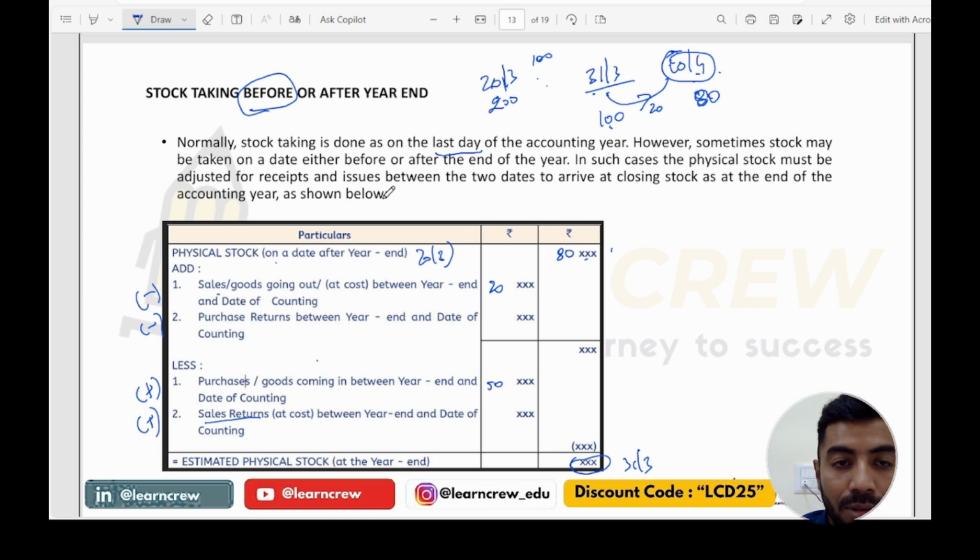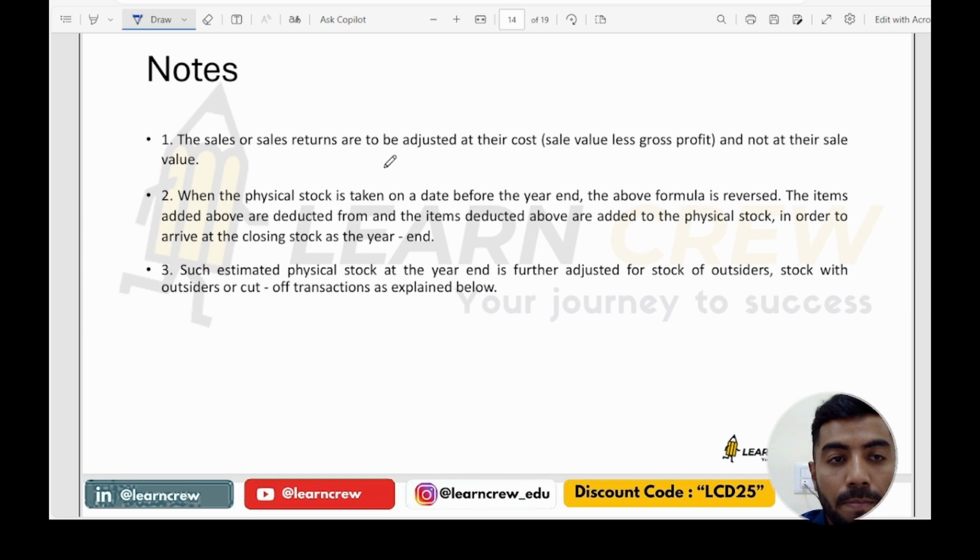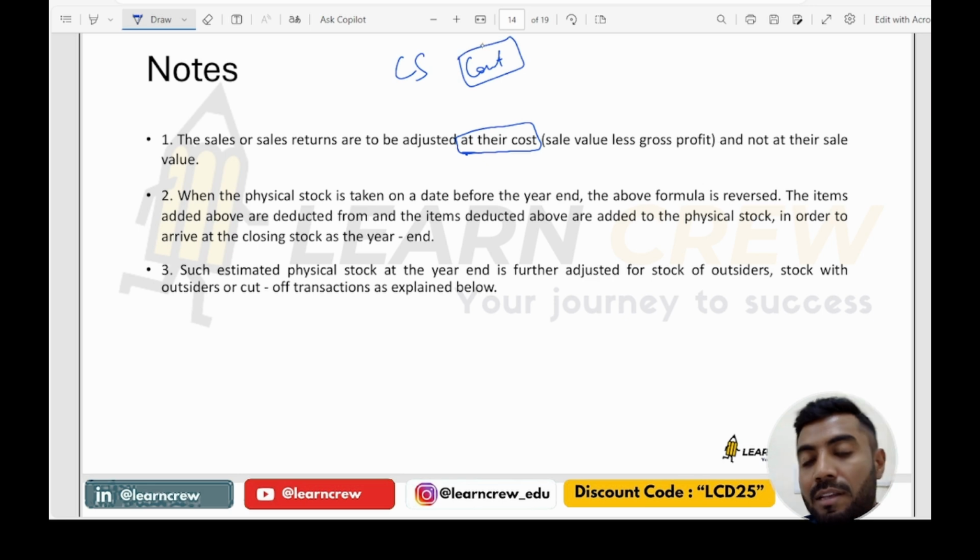We'll solve an example question. Okay, we'll be able to understand better. Some notes have been there, let me just go through them. The sales or sales return are to be adjusted at the cost value. This is very important. If you're adjusting any sales or sales return, that is to be adjusted at cost value, because closing inventory we need to arrive at cost, not the selling price. Closing inventory to be arrived at cost. Okay, in the question, if it is given at selling price, you need to bring it to cost. How do you bring it to cost? If some gross profit margin is given in the question, you need to minus that.